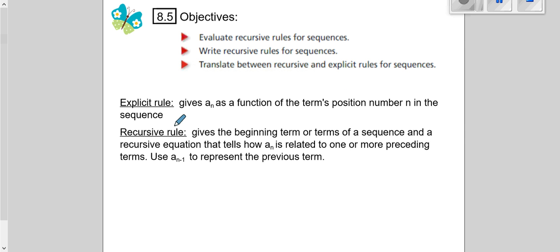A recursive rule gives the beginning term or terms of a sequence and a recursive equation that tells how a sub n is related to one or more preceding terms, using a sub n minus 1 to represent the previous term.